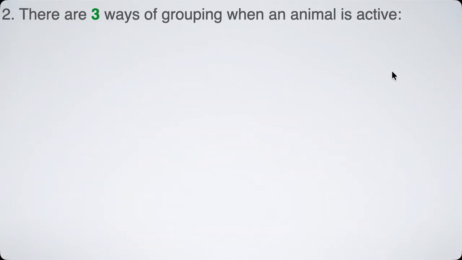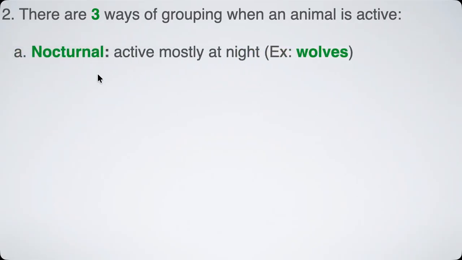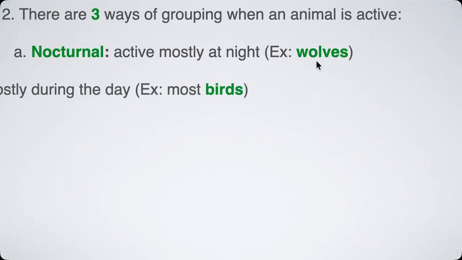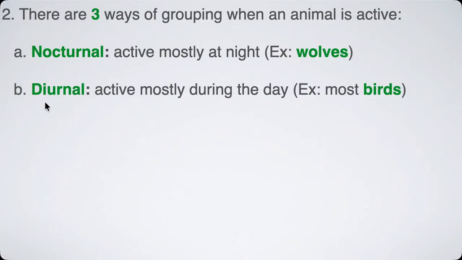There are three ways of grouping when an animal is active, and that kind of takes us back to that behavioral part. So nocturnal animals are active mostly at night. Again, you can think of things like wolves or owls. Diurnal is the term that we use for things that are active mostly during the day. Again, most birds, not owls obviously, but most birds are diurnal. We are diurnal.